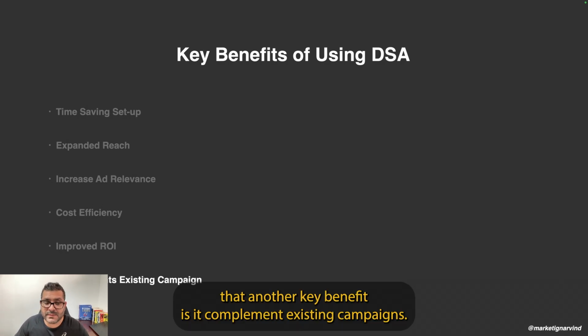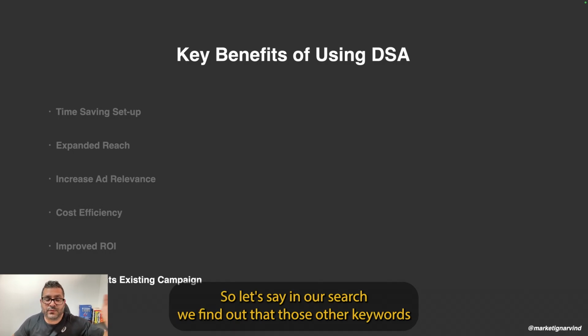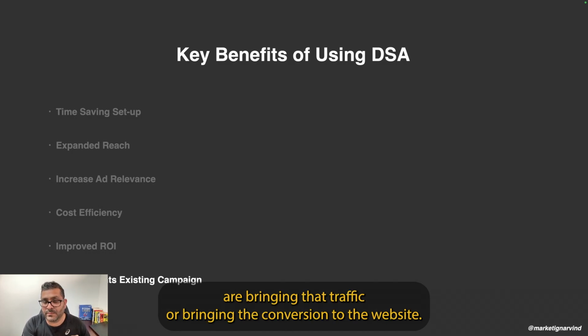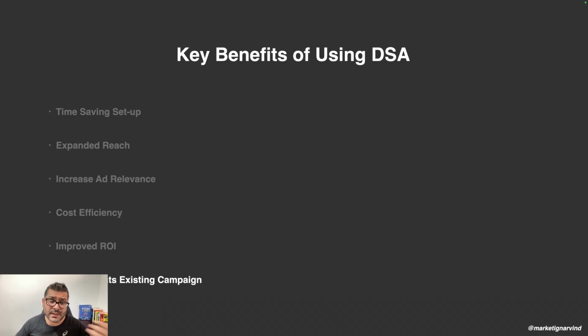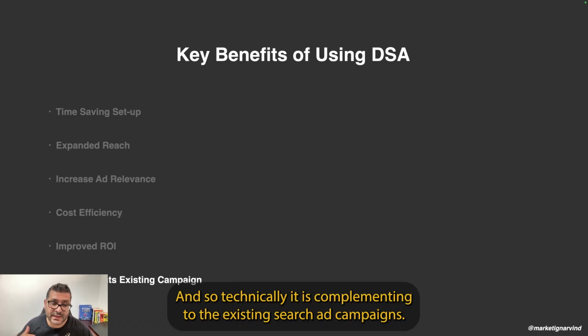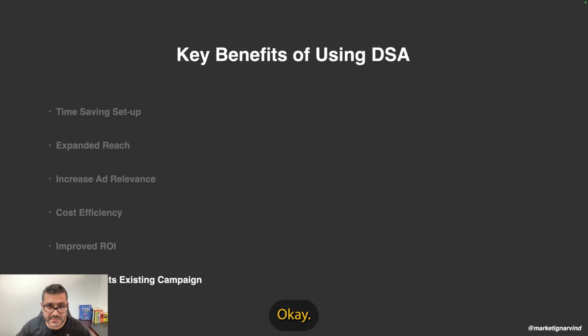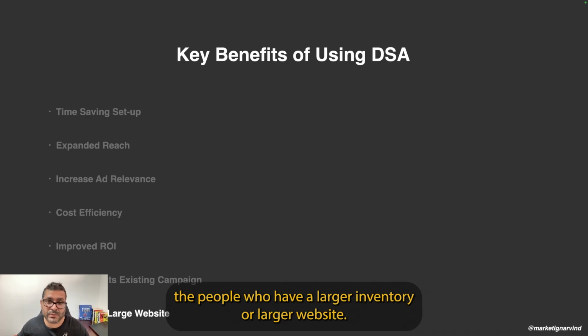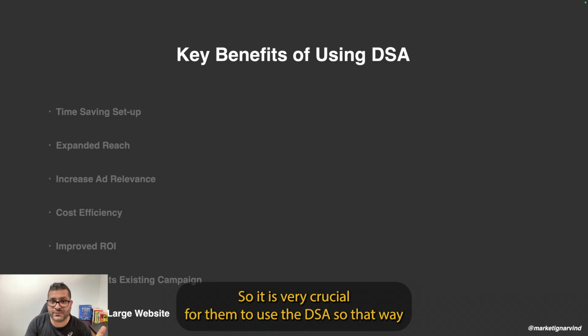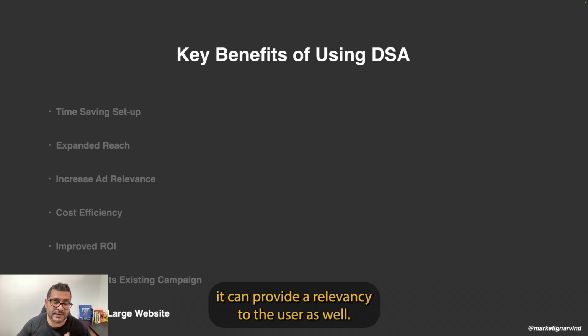Okay. Another key benefit is that it complements existing campaigns. So let's say in our research we found out which keywords are bringing the traffic or the conversions to the website. We can target those particular keywords in our search campaign, so technically it is complementing the existing search ad campaigns. Okay. And another thing is DSA, or dynamic search ad, is perfect for large websites, for people who have a larger inventory. So it is very crucial for them to use the DSA, so that way it can provide relevancy to the user as well. Okay.